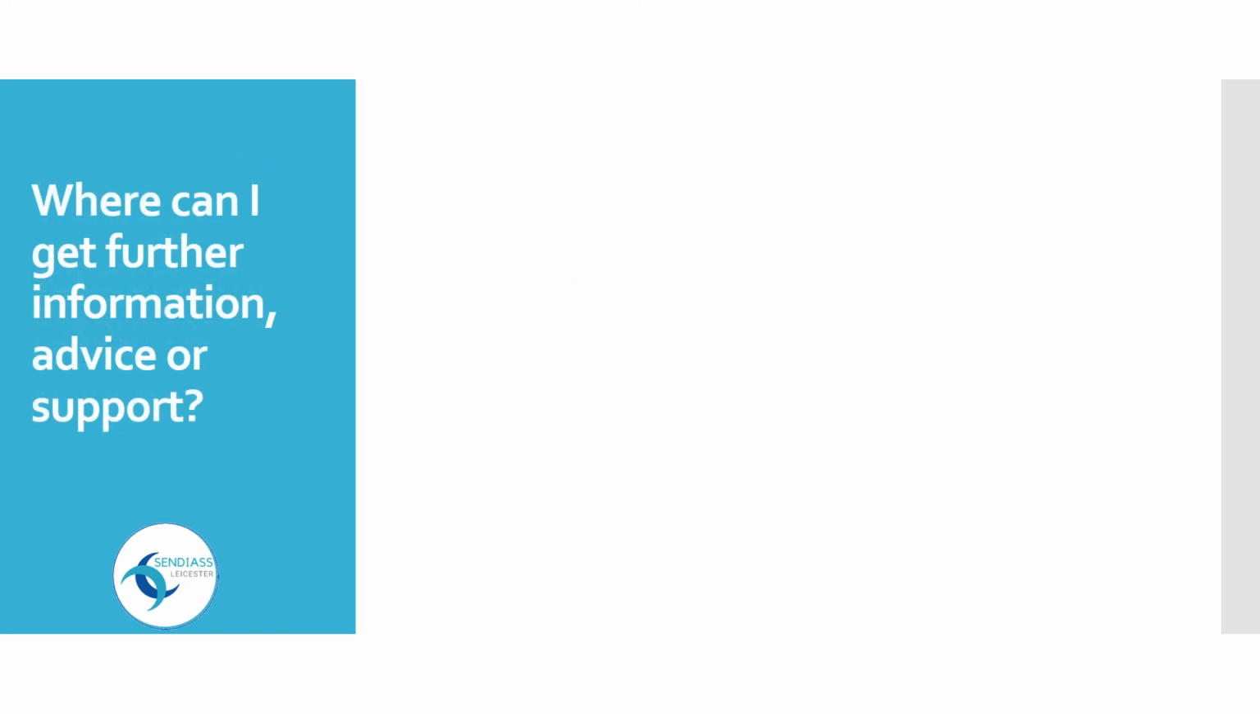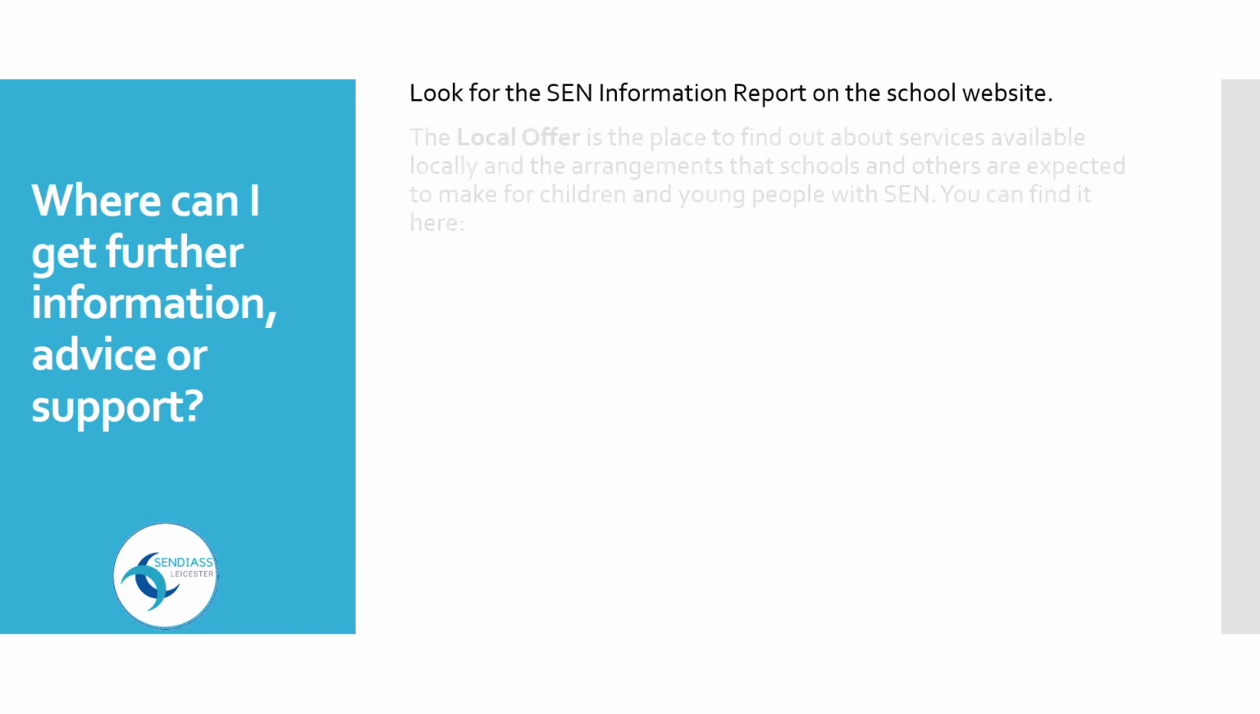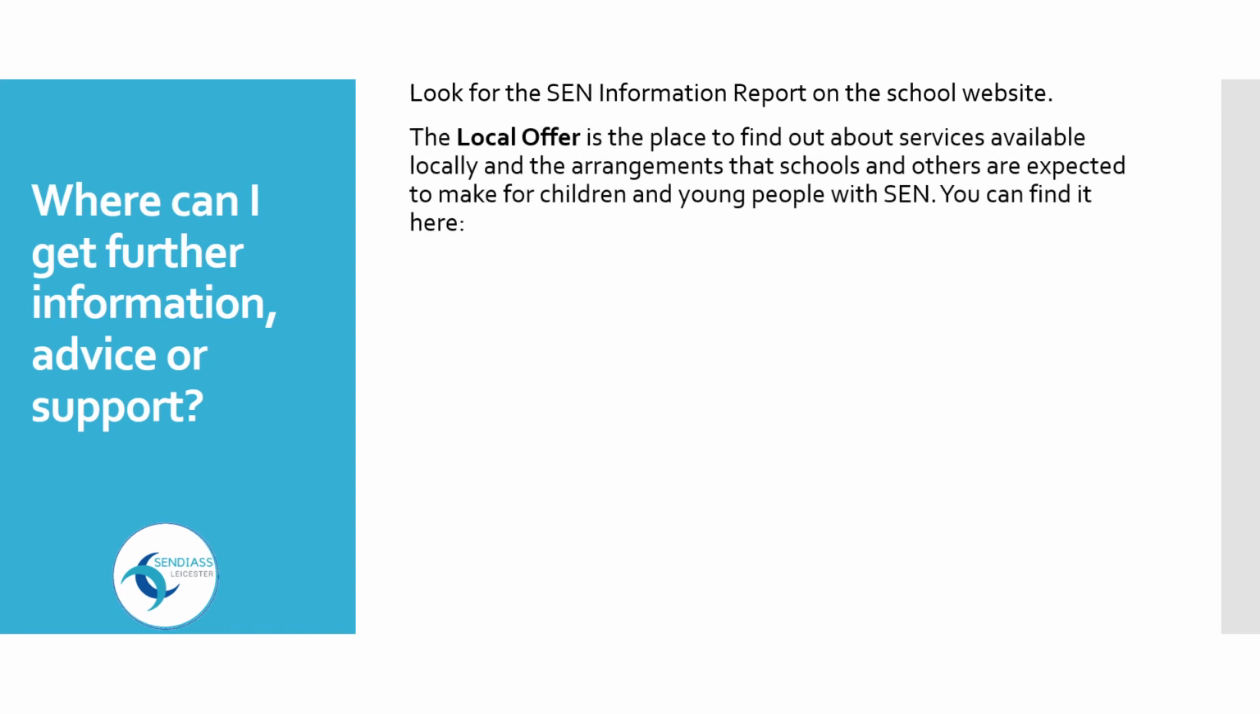Where can I get further information, advice and support? Look for the SEN information report on the school website. The local offer is the place to find out about services available locally and the arrangements that schools and others are expected to make for children and young people with SEN. You can find it here on https://families.leicester.gov.uk/send-local-offer.